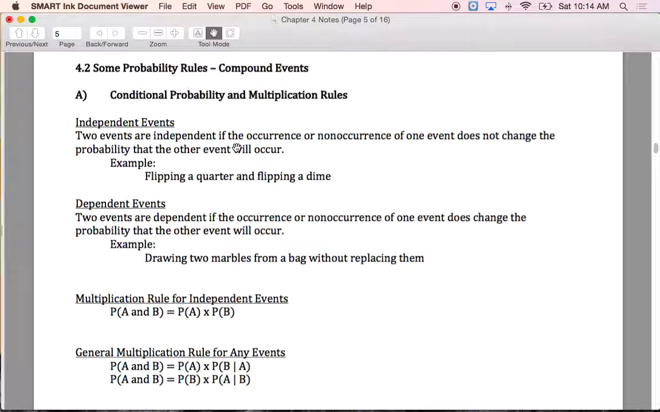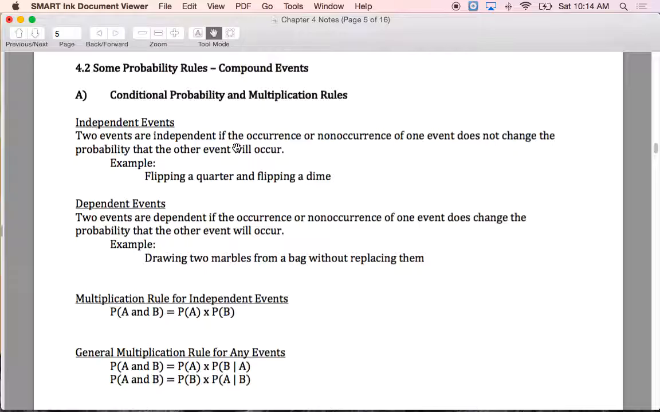Okay, 4.2, we're looking at some probability rules of compound events. So first off, we have independent events. Two events are independent if the occurrence or non-occurrence of one event does not change the probability that the other event will occur. For example, if you flip a quarter and flip a dime, it's not going to matter what you get on one. It will not affect what you get on the other.